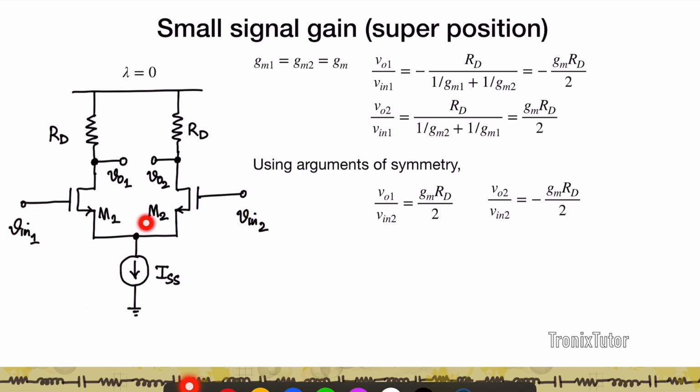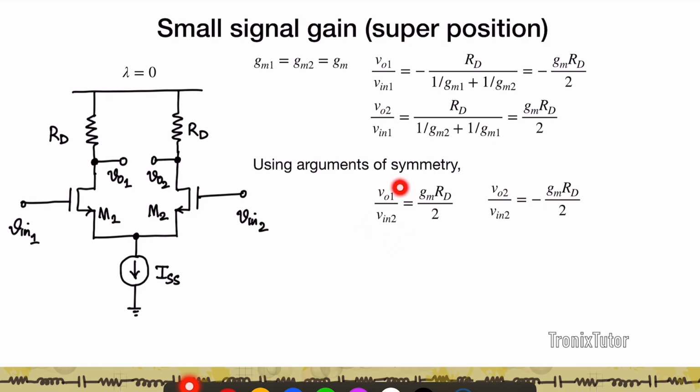But we've already done this work, and we know that Vin1 and Vin2 are essentially the same signal because it's a symmetric circuit. So therefore, using the arguments of symmetry, we'll say that the gain from Vin2 to VO2 is going to be negative, and the gain from Vin2 to VO1 is going to be positive using the same arguments.